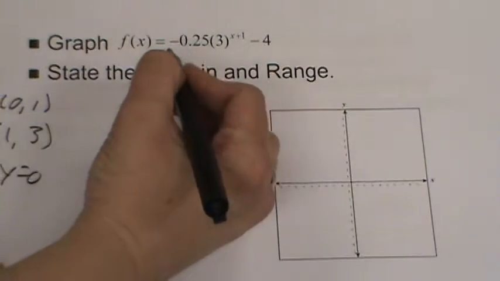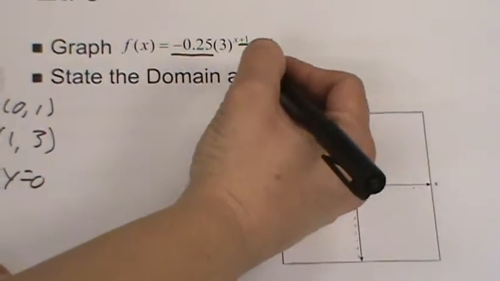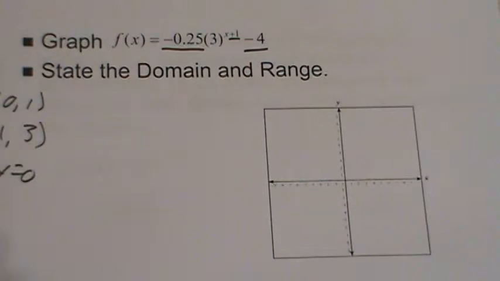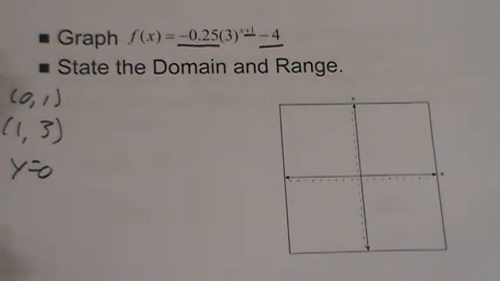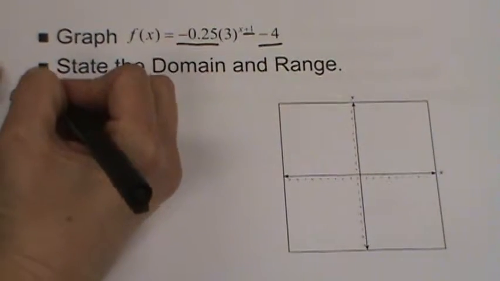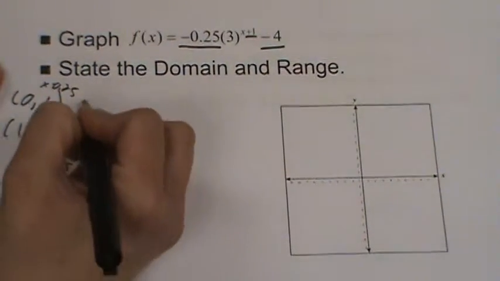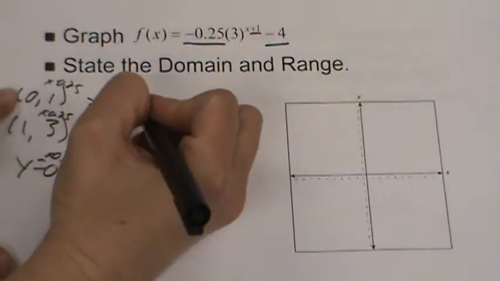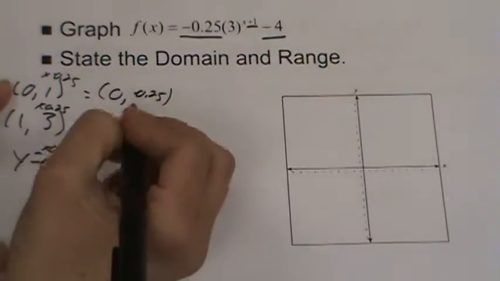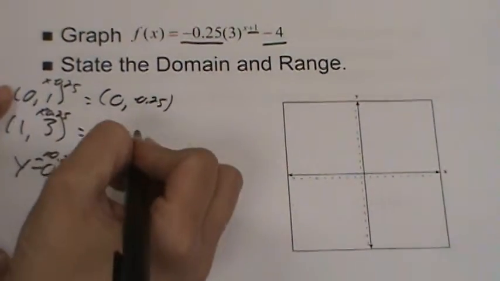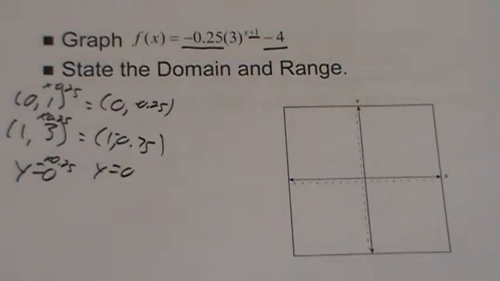Now we look at the other numbers we have. We're multiplying by negative 0.25. We have a plus 1 up in the exponent and a minus 4. Let's start with the multiplying because that comes first in your order of operations. Again, that will always multiply to the y. So I'm going to multiply each and every one of these by negative 0.25. So this coordinate now turns into 0, negative 0.25, and then 1, negative 0.75, and the asymptote stays as y equals 0.